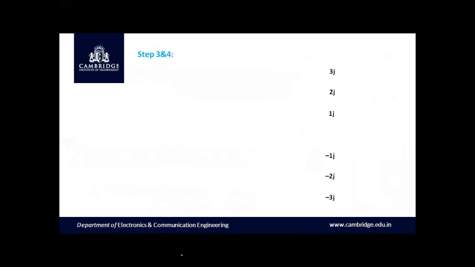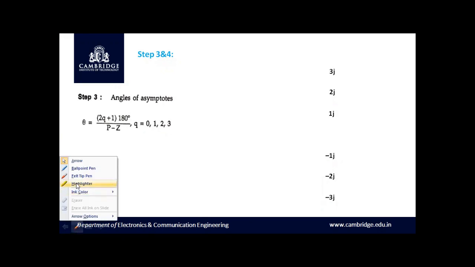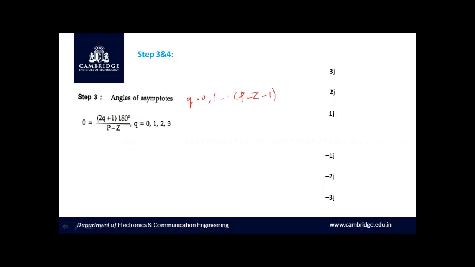Moving on to step 3. Step 3 is to calculate the angle of asymptotes, and step 4 is to determine the centroid. Both steps come hand in hand, and we can plot them immediately on the S-plane. Let us calculate the angle of asymptotes. The formula is theta equal to (2q plus 1) into 180 degrees divided by p minus z, where q ranges from 0, 1 and so on up to p minus z minus 1. In this case, the number of poles is 4 and the number of zeros is 0, so 4 minus 1 is 3. Therefore, the range of q is 0, 1, 2 and 3.